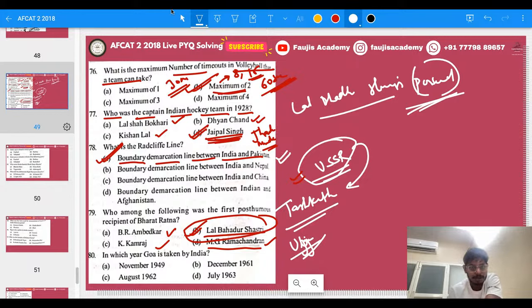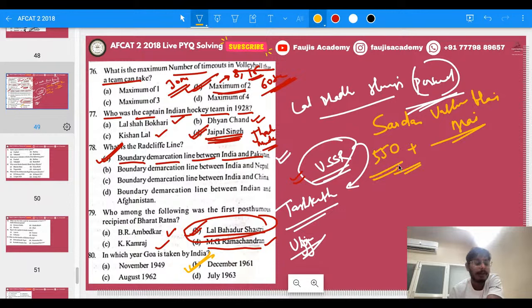In which year was Goa taken from the Portuguese? The year was 1963, guys. The person behind all this was Sardar Vallabhbhai Patel, Iron Man of India. Why is he called the Iron Man of India? Because he was responsible for the unification of India. What do I mean by unification of India? At the time of independence, there were more than 550 princely states.